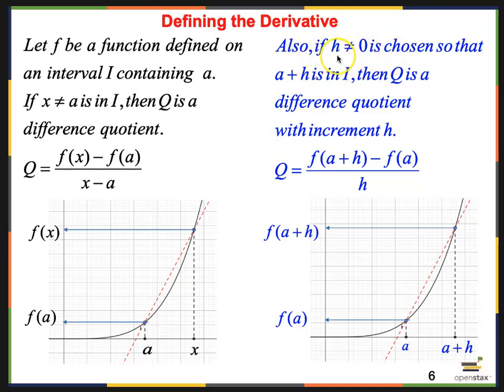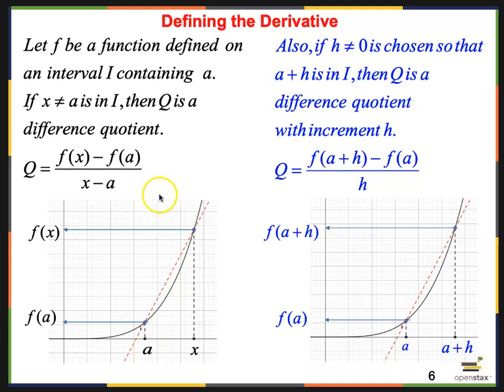So if h does not equal 0 is chosen so that a plus h is in the interval, then q is the difference quotient with increment h. So these two are the same thing. It's just a different way of annotating. Are we looking at x and a, or are we looking at a plus h and a? So it all is a distance is what we're looking for.